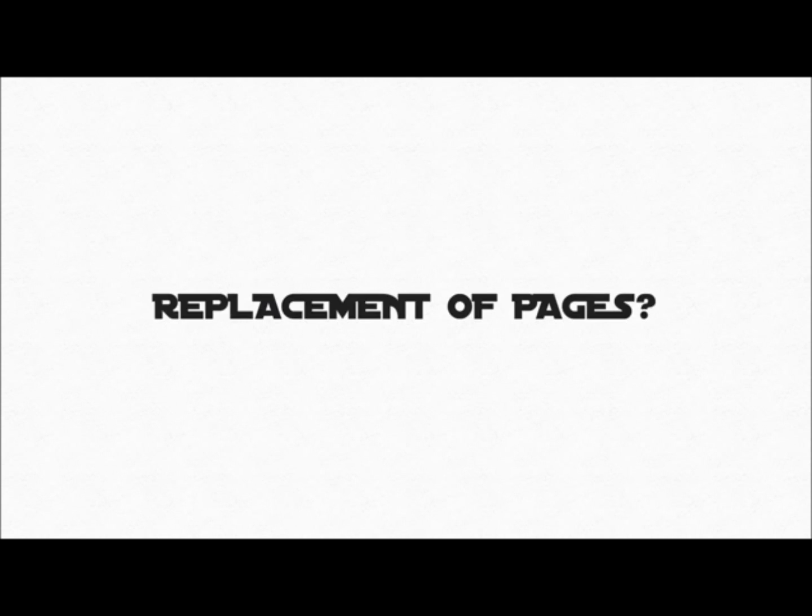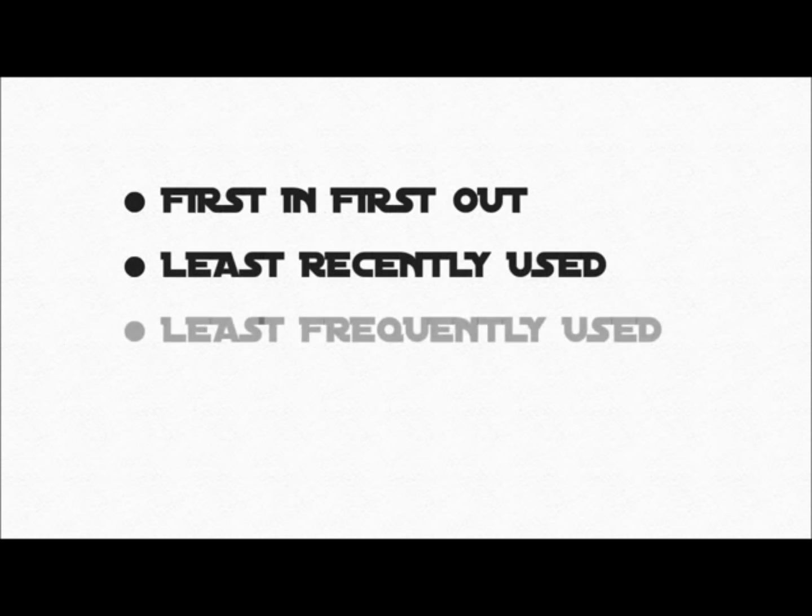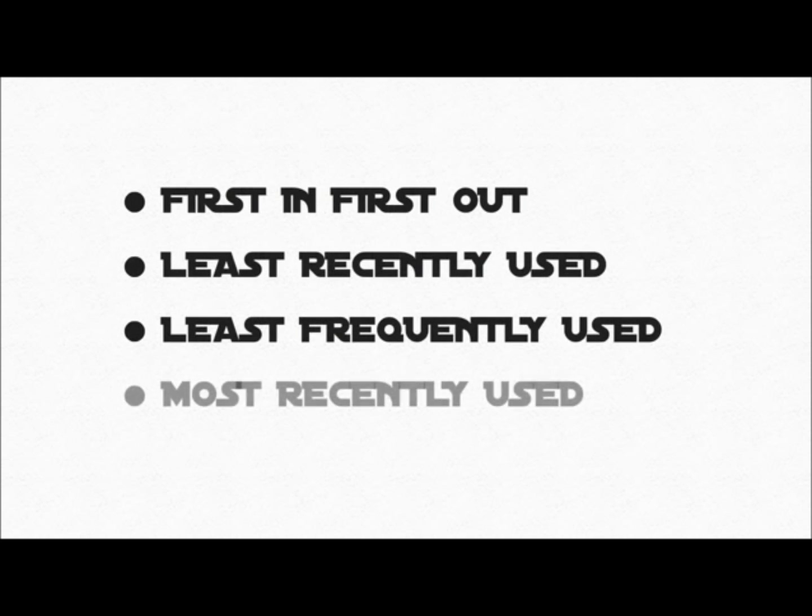How do we determine replacement of pages? By using a page replacement policy. First in, first out, least recently used, least frequently used, and most recently used are replacement policies used to change pages based on a specific algorithm.